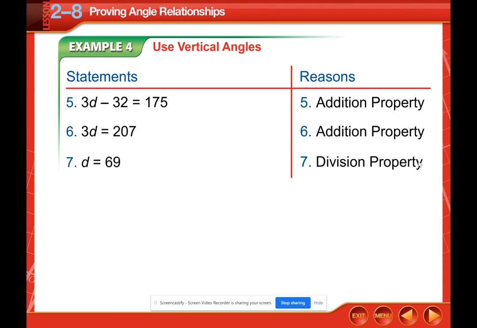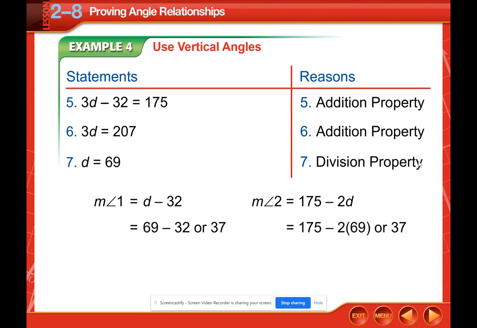So now we know what d is. Where do we go next? Well, we need to substitute that 69 back in for d. The measure of angle 1 was d minus 32, so that's going to be 69 minus 32. The measure of angle 2 is 175 subtract 2d, so that's 175 subtract 2 times 69. So I'm left with the measure of angle 1 is 37, and the measure of angle 2 is also 37. They are congruent.